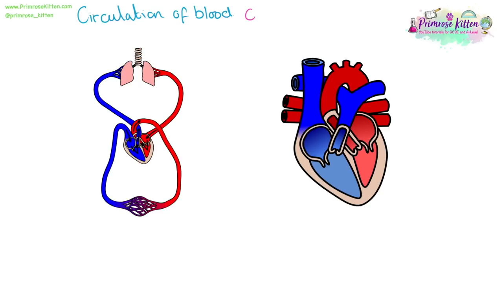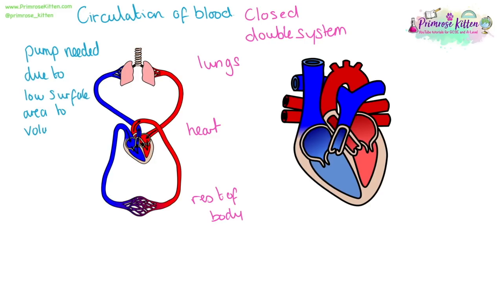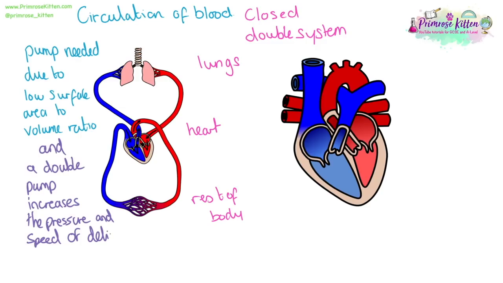We have a closed double circulatory system. It is a double circulatory system because the heart will pump to the lungs and the heart will pump to the rest of the body. The heart, the pump, is needed due to a low surface area to volume ratio. The benefit of having a double pump also helps to increase the pressure and therefore the speed of the delivery of oxygen to all of the cells and tissues. Not all organisms have this double pump, and so their circulatory system will be slightly less efficient and a bit slower.